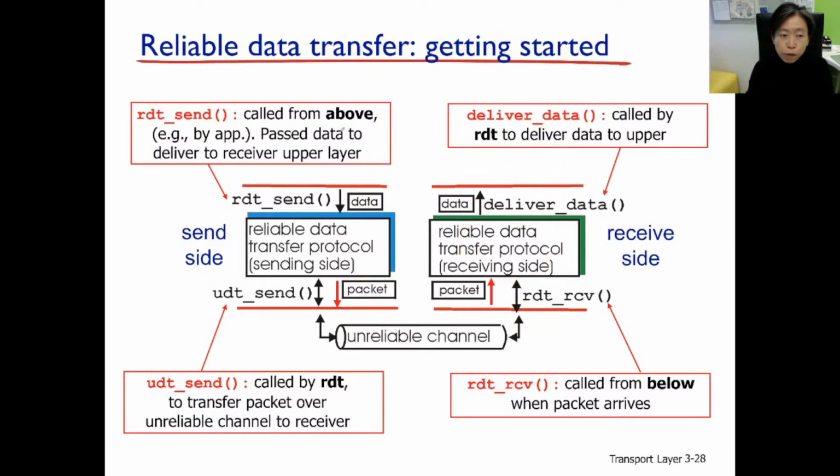So there are 4 function calls to refer to actions. First, from the sending process to the sending RDT. Second, from the sending RDT to the unreliable channel. Third, from the network layer to the receiving RDT. And the fourth, from the receiving RDT back up to the receiving process.